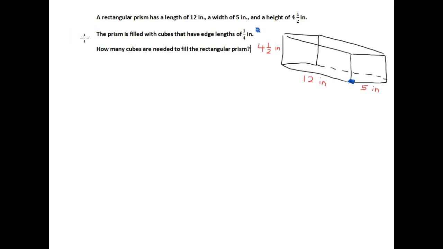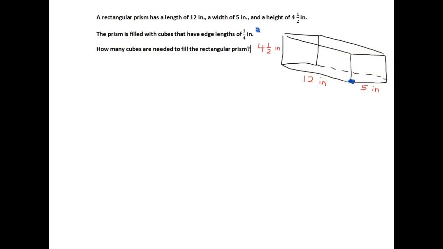In this video, we'll talk about finding the number of small cubes it takes to fill a large rectangular prism. The question reads, a rectangular prism has a length of 12 inches, a width of 5 inches, and a height of 4.5 inches. The prism is filled with small cubes that have edge lengths of 1/4 of an inch. So here's a little cube right here. And how many of these does it take to fill up this entire prism?